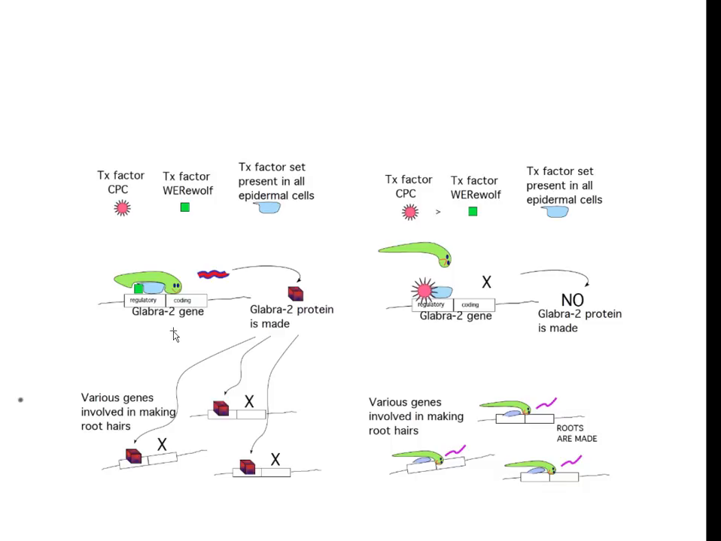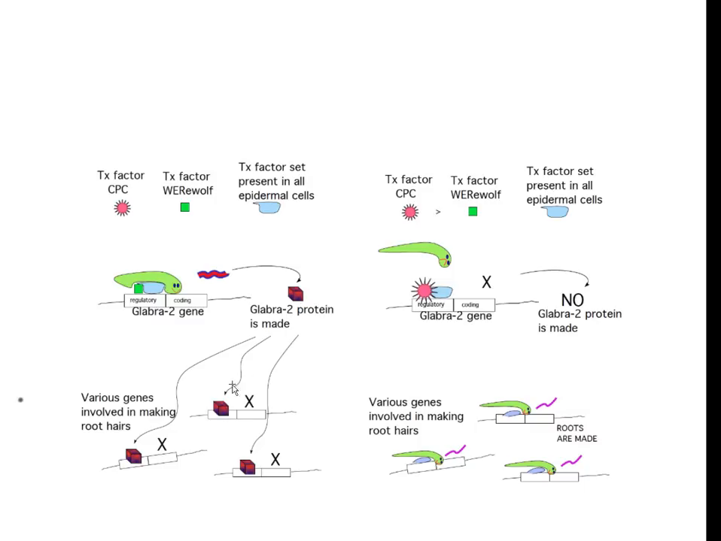So when the glabra gene is turned on, it can only be turned on when werewolf is present in greater quantity than is CPC, because werewolf and caprice compete for sites on the regulatory region of the glabra gene. When there's more werewolf, werewolf is the one that binds to the gene. That leads to the expression of the gene through attracting this RNA polymerase to the gene, leading to the transcription and translation of the gene, leading to the glabra2 protein being present in the cell.